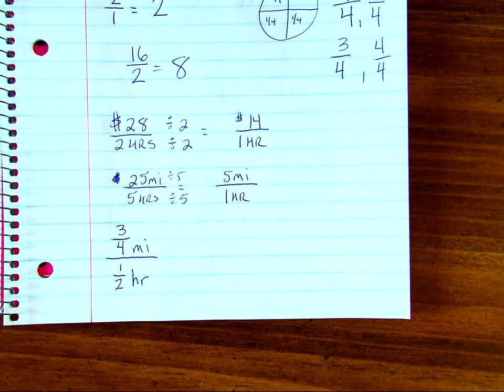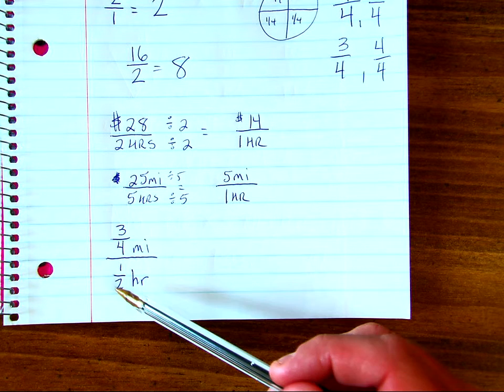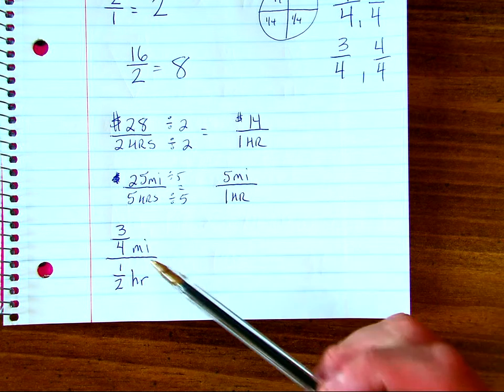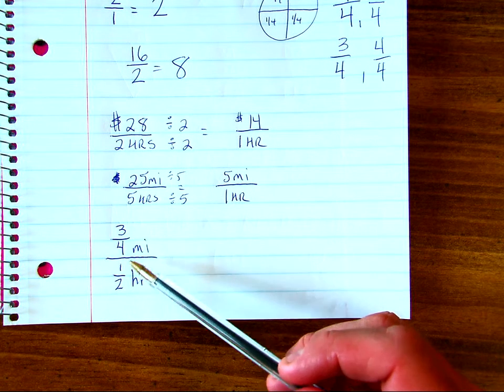is that I am going to replace the numerator with a fraction, and I'm going to replace the denominator with a fraction. So you have 2 fractions within a fraction. So instead of having 3 over 4, instead of having 1 over 2, we have 3/4 over 1/2.